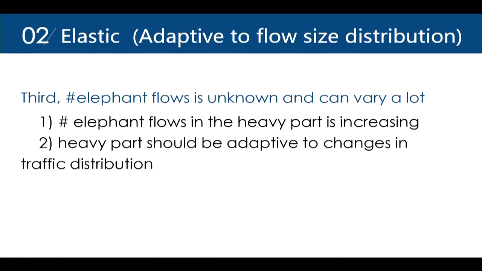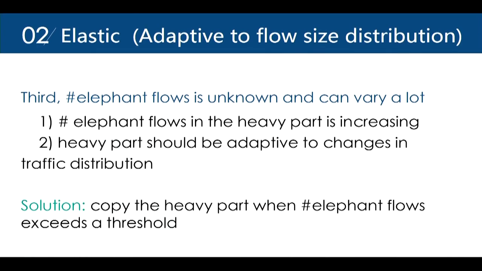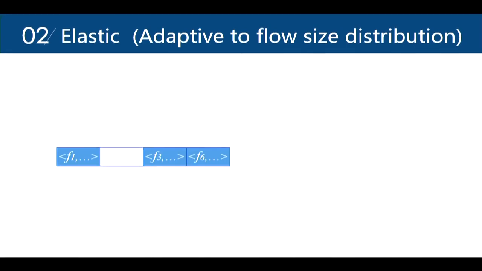Then how can we adapt to flow size distribution? When the number of elephant flows increases a lot, we need to allocate more memory for elephant flows. And the key operation is called copy. Then we use an example to show how the copy operation works.